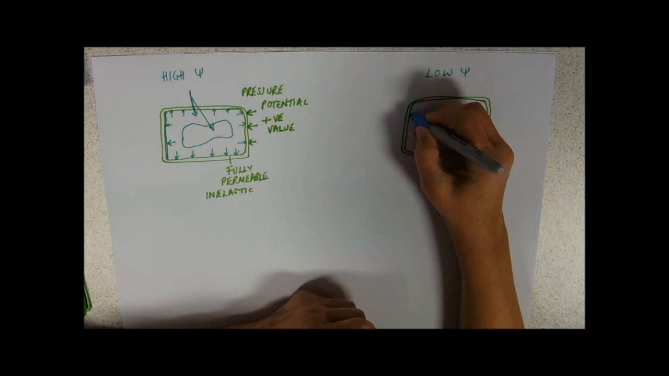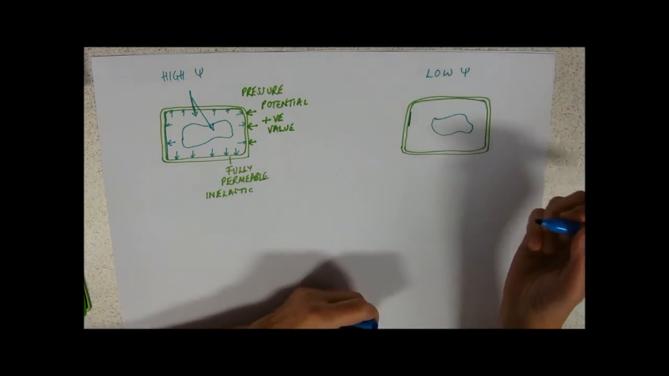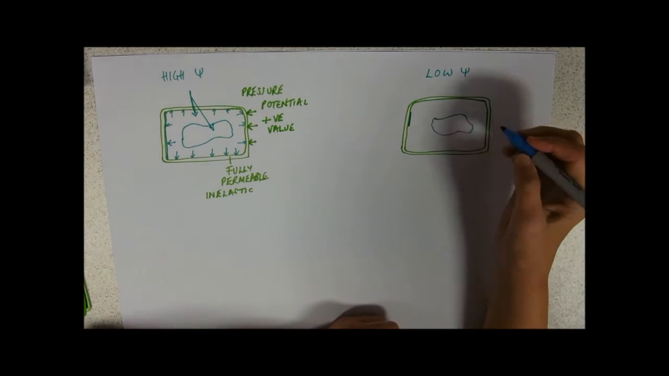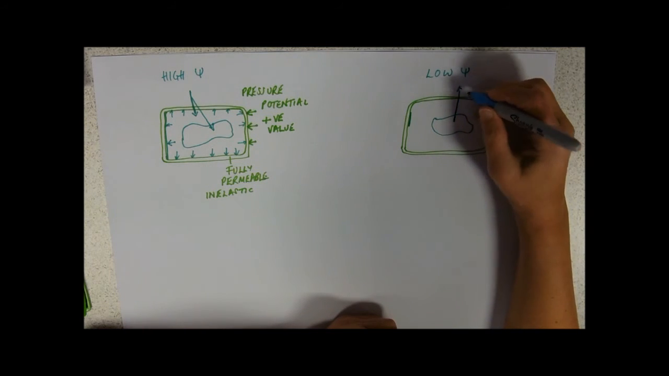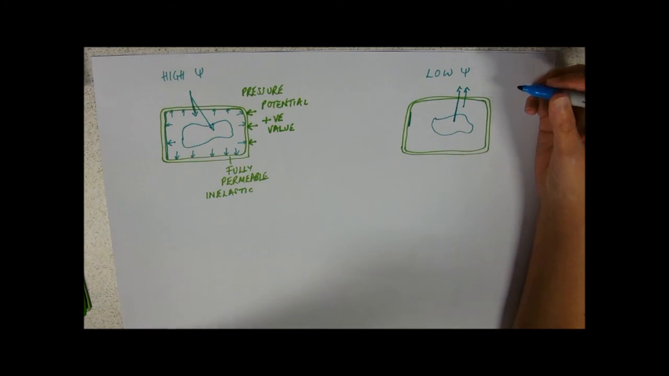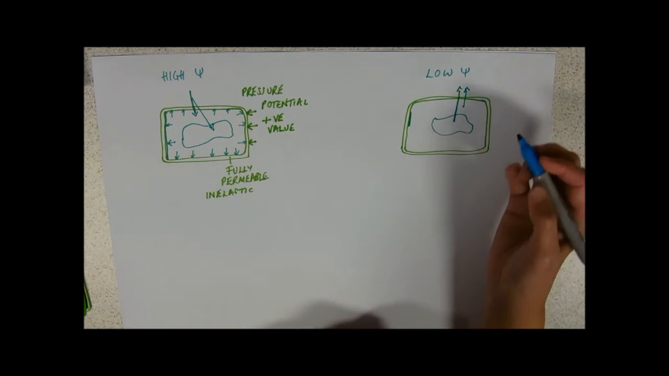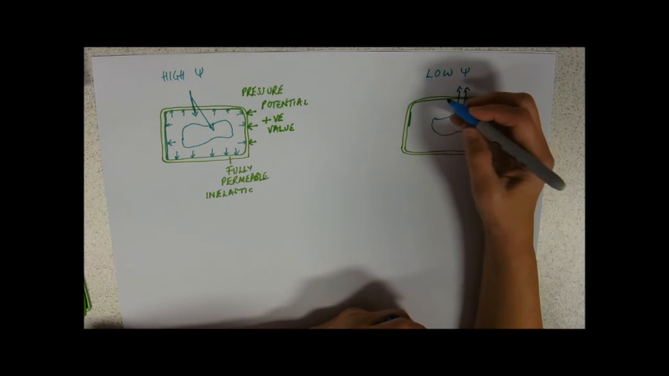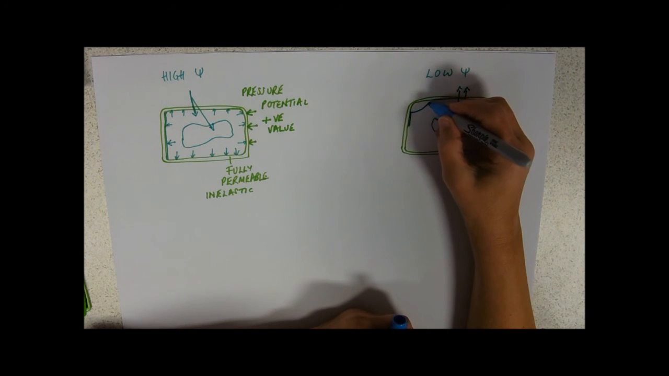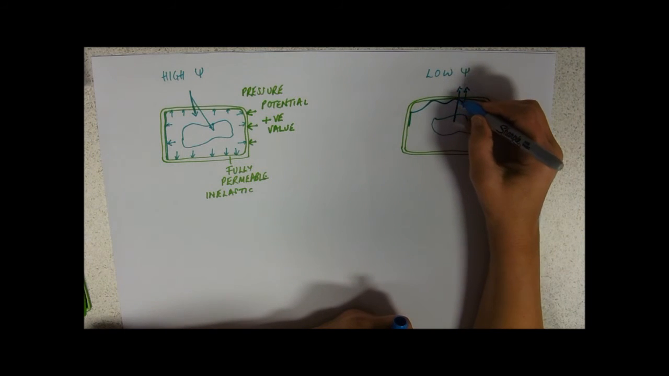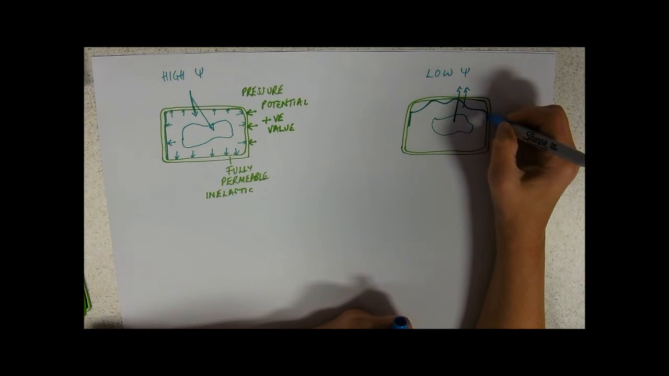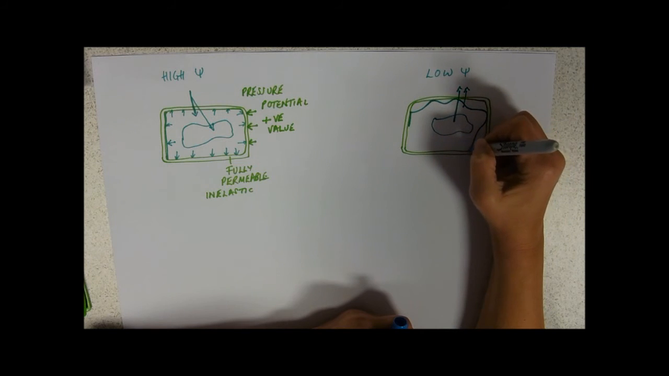So I'm just going to draw that bit of cell membrane there just to remind you that it's there. If we put it into a solution of lower water potential, water's going to leave the vacuole and go to the outside. It's going to leave the cytoplasm and go to the outside, and the volume of the cytoplasm is going to fall because the cytoplasm is mostly water. And as it falls, it's going to pull that cell membrane away from the cell wall.